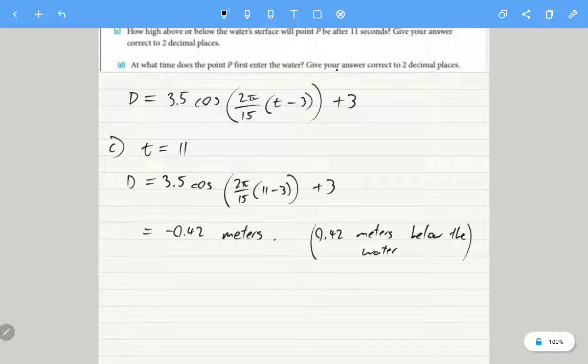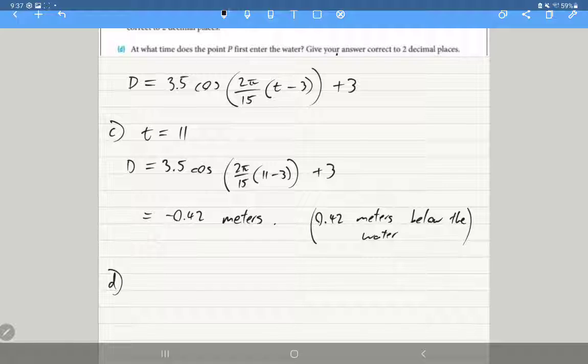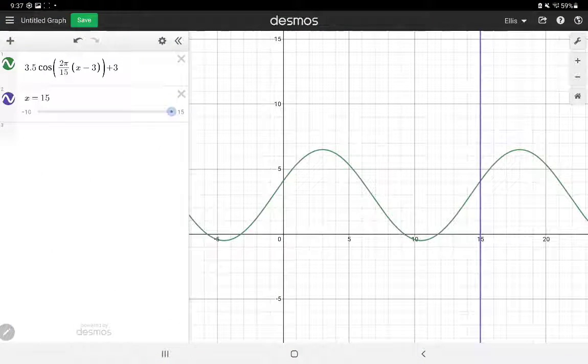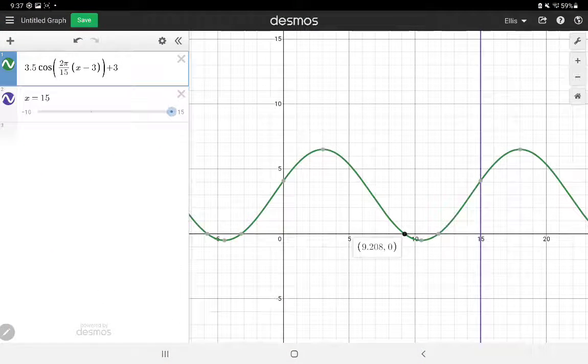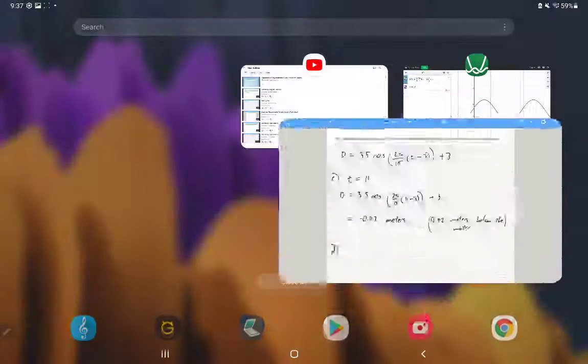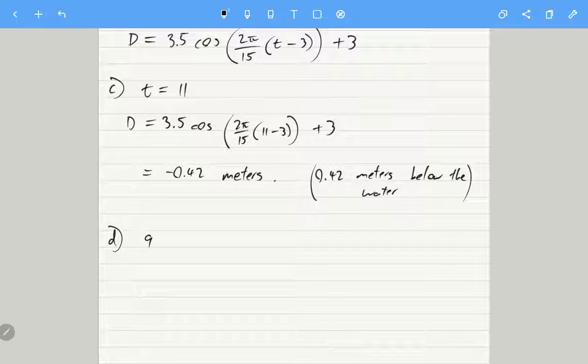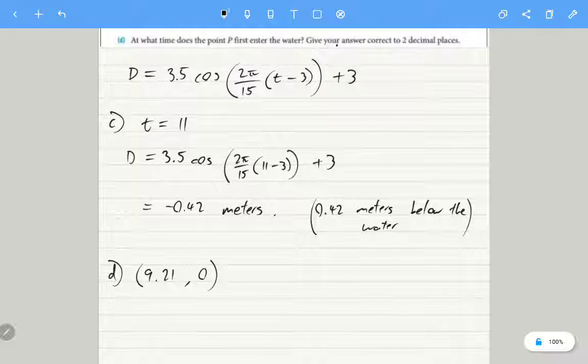And so then the last part, part D, is at what time does the point P first enter the water? Give your answer correct to 2 decimal places. And once again, if you've got a graph, we're really looking for the first x-intercept, which is going to be this point here. So 9.2080. That would be where it would first enter, but it does ask for it to 2 decimal places, so we'll round that to 9.21. And that is the end of the question.